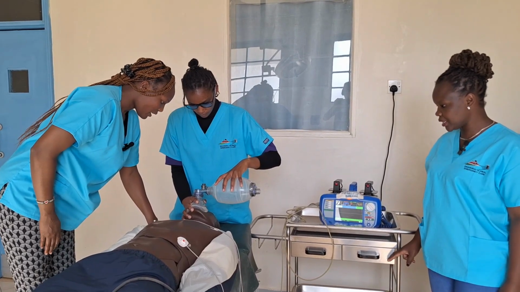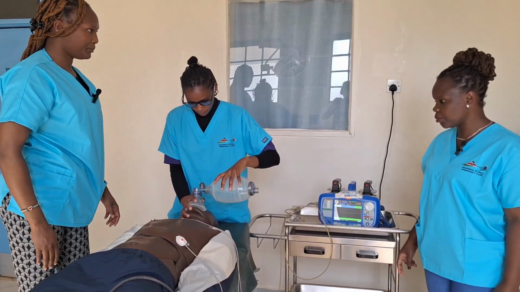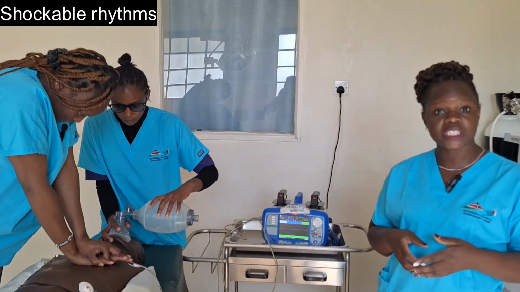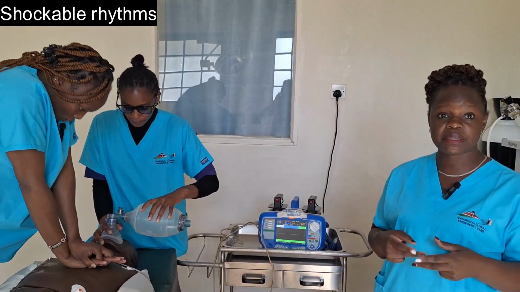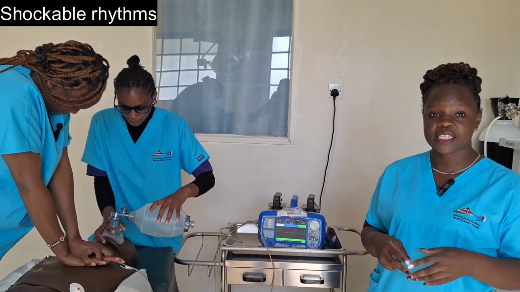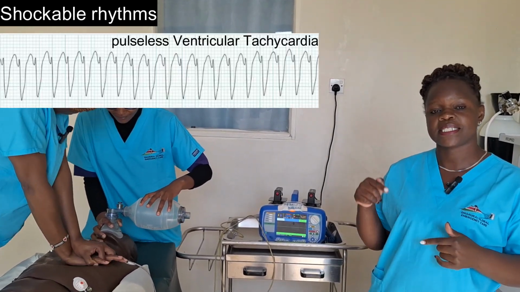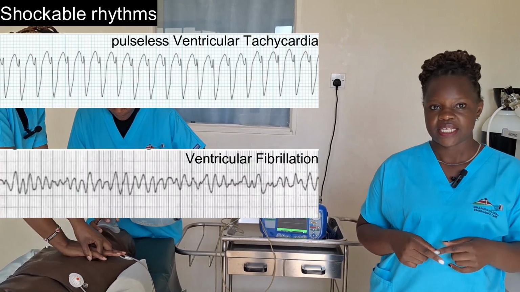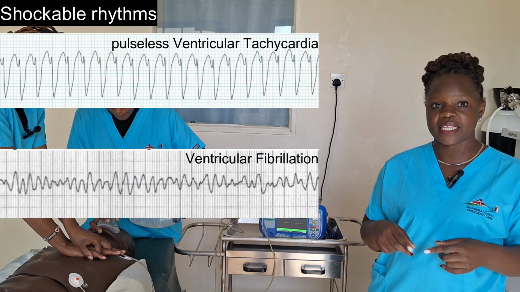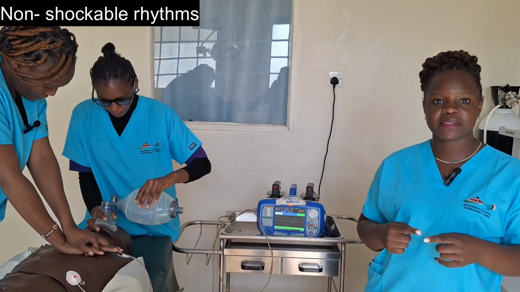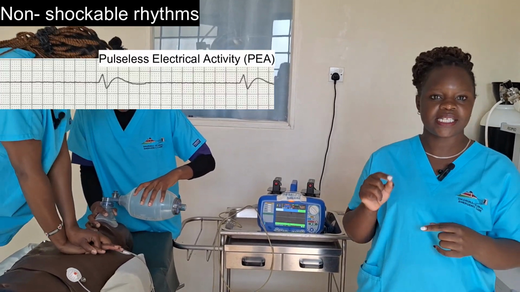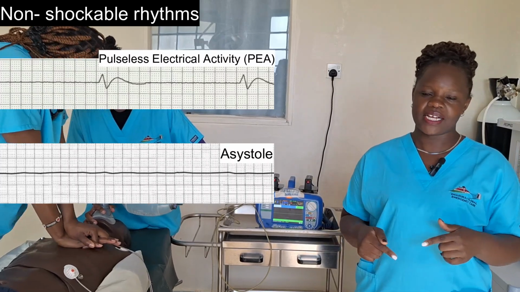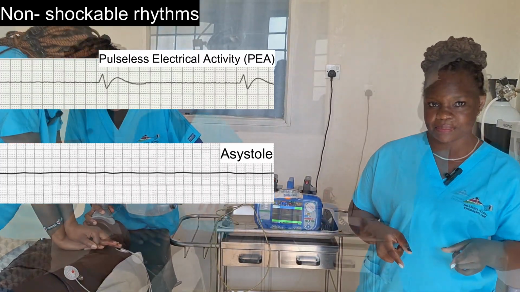We have a shockable rhythm. Jackie, do you have a pulse? No pulse, continue CPR. We have two types of shockable rhythms and two types of non-shockable rhythms. The two shockable rhythms are pulseless ventricular tachycardia and ventricular fibrillation. The non-shockable rhythms are PEA, pulseless electrical activity, and asystole. Never should you ever shock a non-shockable rhythm.